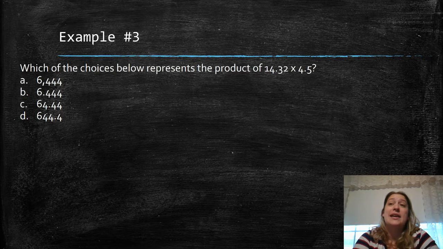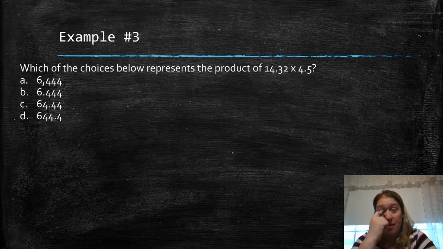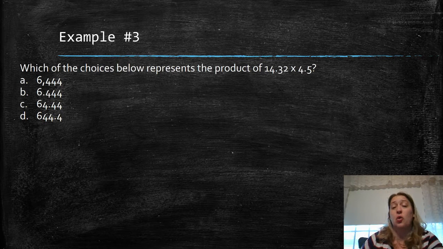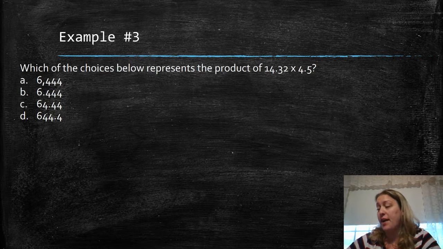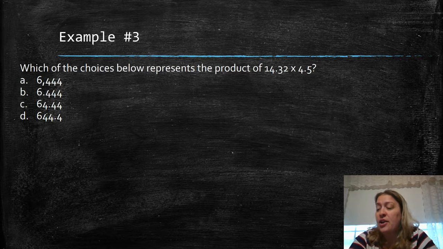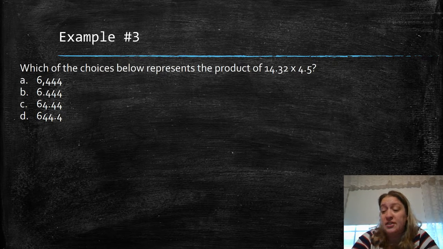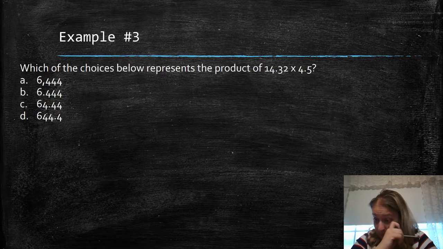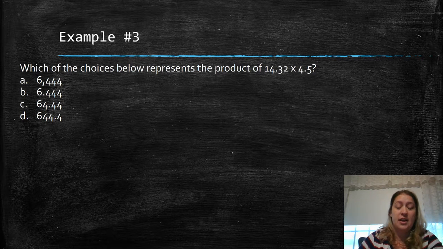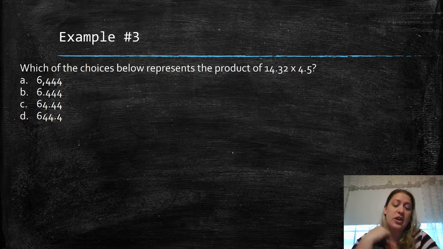So, keeping in mind what I just said about final digits, let's talk about this. Which of the choices below represents the product of 14 3/10 times 4 5/10? Let's look at these answer choices. I notice that all the choices have the same digits, 6, 4, 4, 4. So in order to answer this question, we need to think about which option is the most reasonable and which option has the correct placement of their decimal point.